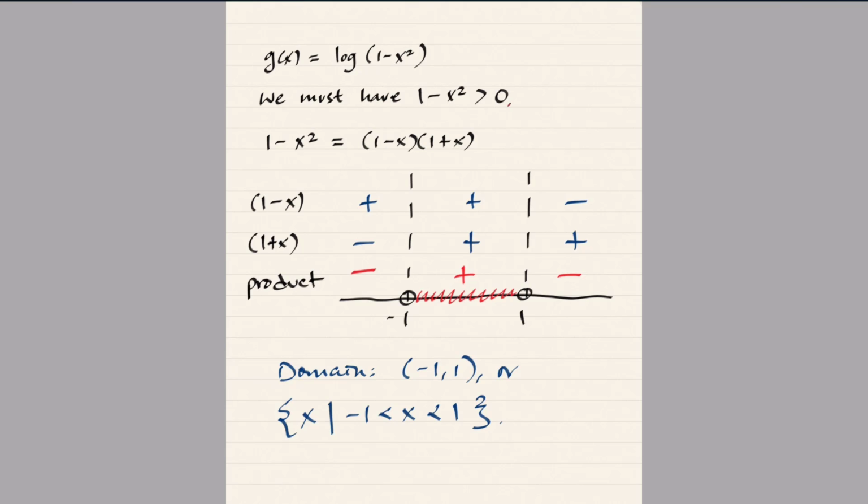However you choose to say it, using interval notation or set builder notation, that's the domain. From -1 to 1 with round parentheses on both ends, or if you prefer in set builder, x such that -1 is less than x and x is less than 1. And of course, if you graph this on your calculator, you see the same thing.